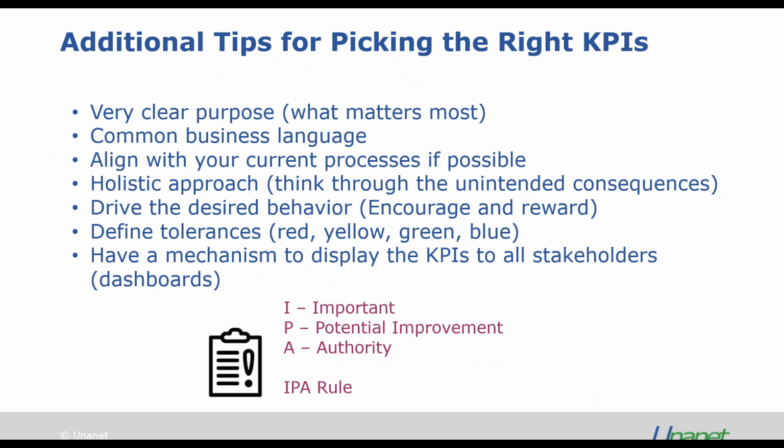I also want to talk about another couple of tips for picking the right KPIs. You need to make sure that you have a very clear purpose, what matters most. You want to put it in a common business language. An example I like to use is an EV metric, TCPI, the to-complete performance index. People don't necessarily know what that means, but if you say something like, how much work do I have left to go and how much money do I have to achieve that work, that's something that people can understand.